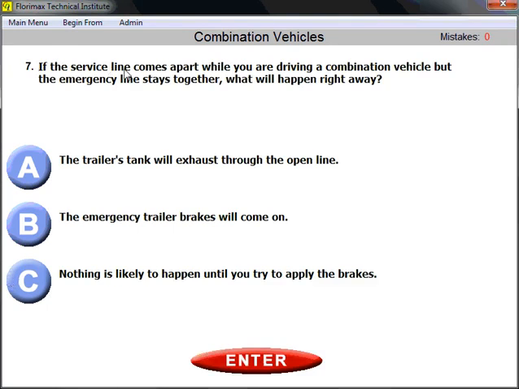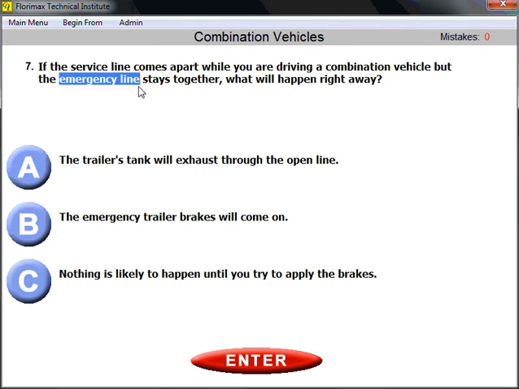Question number 7. If the service line comes apart while you are driving a combination vehicle, but the emergency line stays together, what will happen right away? You need to remember service line, the blue line, right? Emergency line, red line. Emergency line, it's called emergency because it reacts to the emergency.